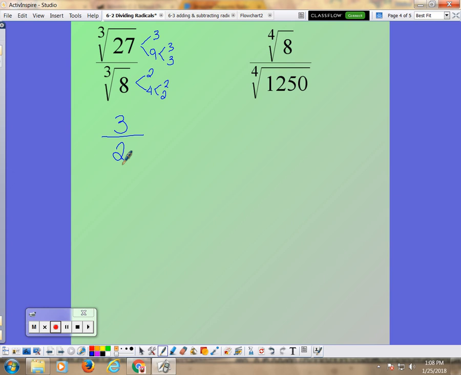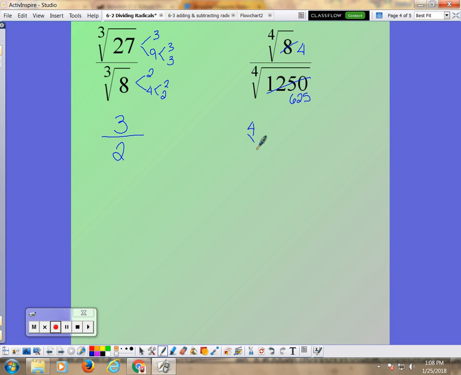On the 4th root of 8 and the 4th root of 1,250, I first tried to divide 1,250 by 8, and that didn't work. Then I tried to divide 1,250 by 4, since that is a factor of 8, and that didn't work. So then I divided both the 1,250 by 2. So I can reduce this by 2 for both of them.